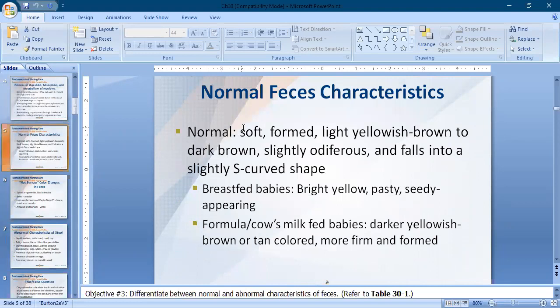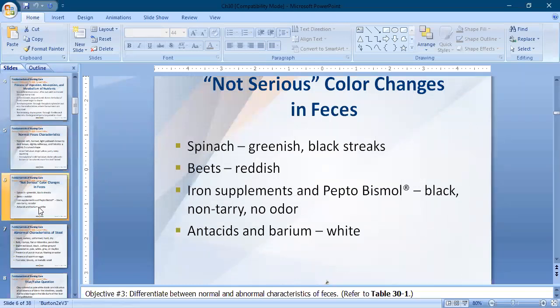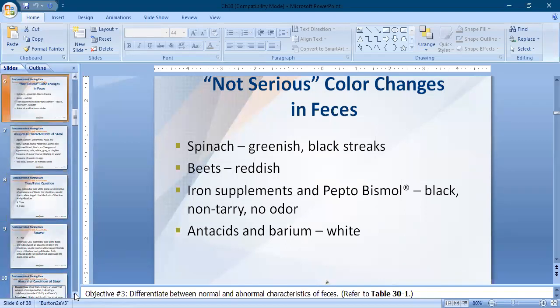So normal stool is soft, formed, light yellowish brown, right? Also a slightly S-curved shape. The baby who is breastfed has bright yellow stool. The baby who drinks formula or cow's milk has darker yellowish stool. And there is no serious color change in the feces. So basically, what we have to know for the board exam, I'm going to explain.